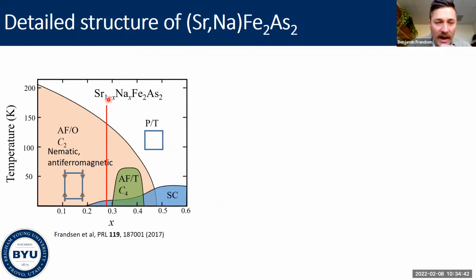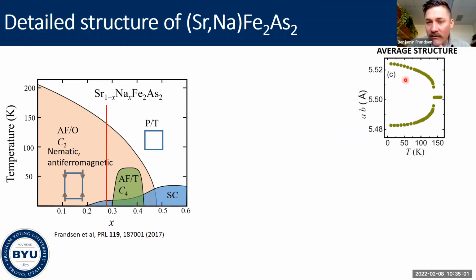So let's first take a look at this particular compound, okay, with x equal to 0.28. All right, so if we draw a line on the electronic phase diagram, this is what we would expect. We'd expect a transition from tetragonal to orthorhombic right around 140 Kelvin. And in fact, if we take a look at the diffraction results, which probes the average structure because it's just looking at the Bragg peaks, then that's what we see. We see the A and B lattice parameters, they split around 130 or 140 Kelvin. And that's our transition, our nematic transition right there.